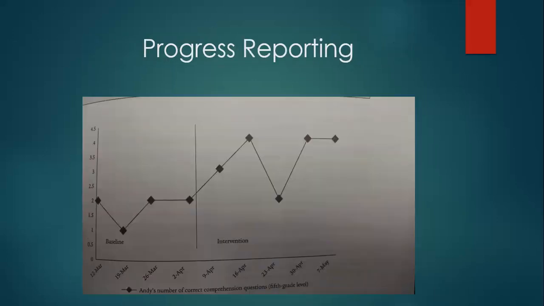Progress reporting, shown here on this graph, is a system in which specific instructional skills are measured over time and then graphed and recorded for interpretation. Here, we see a general statistically significant upward trend with Andy's number of correct comprehensive questions over the course of a couple weeks.